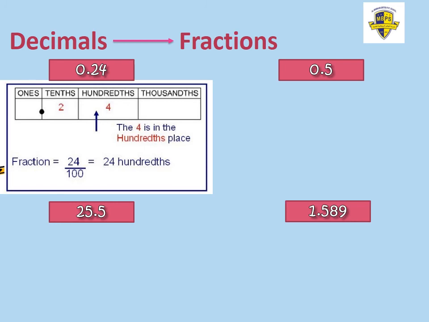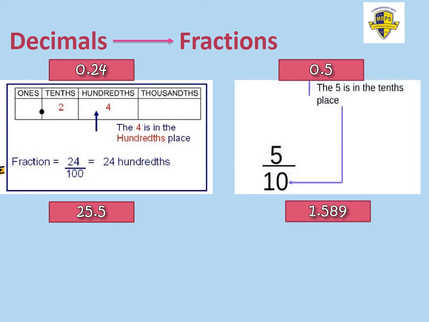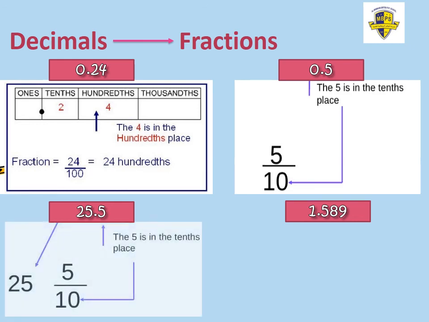Now 0.5. 5 in which place? Excellent, in the 10th place. So the denominator should be 10. 5 out of 10. Good. Now 25.5. 5 in the 10th place, so the denominator should be 10. 25 and 5 out of 10.